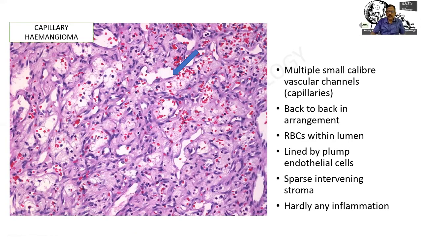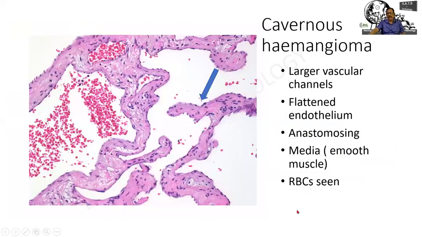This is a better picture in which I am finding multiple small caliber vascular channels. Small in the sense, this is small, this is smaller, this is the smallest. And they are back to back in arrangement. Back to back means there is hardly any intervening space. And they are lined by plump endothelial cells. This is the endothelial cell over here which has been marked. There is hardly any intervening stroma and no inflammation. So this will be the picture of a capillary hemangioma.